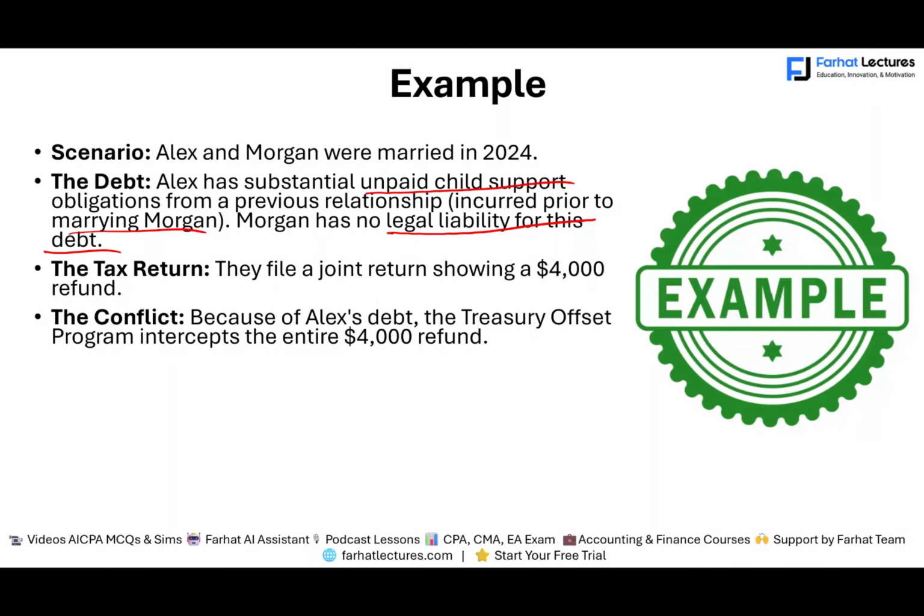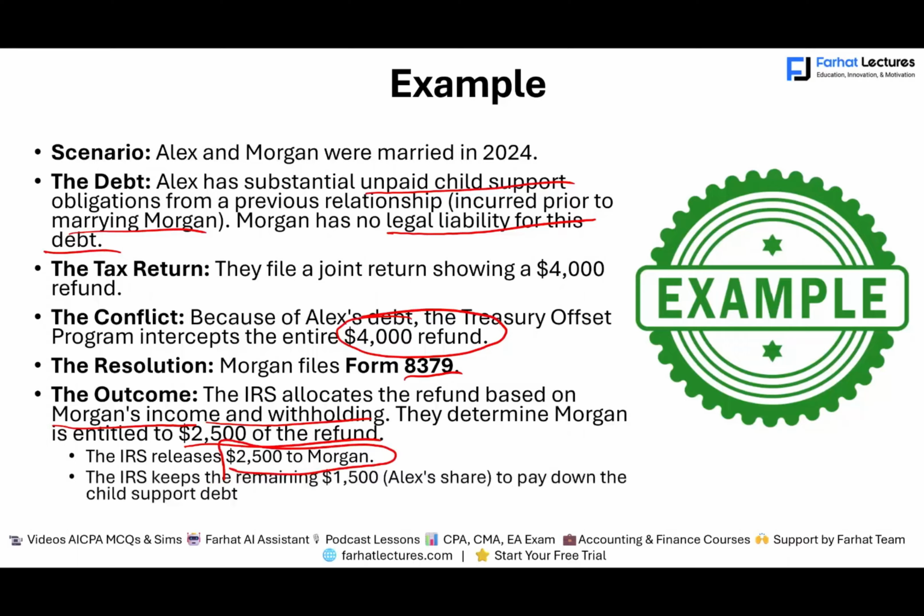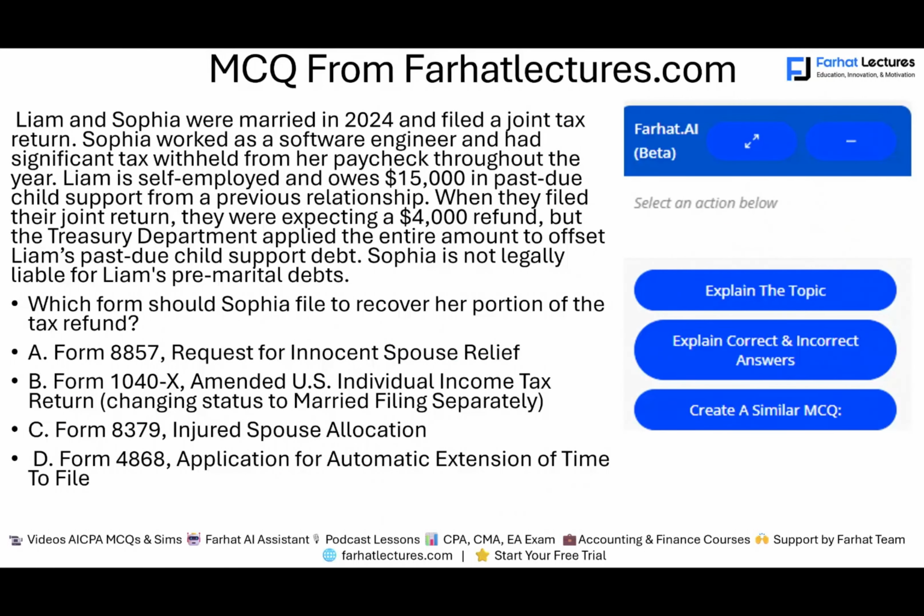Because of Alex's debt, the U.S. Treasury took the $4,000 refund. So what should they do? They would file an 8379. The IRS allocates the refund based on Morgan's income and withholding. They determine Morgan is entitled to $2,500 of the refund. Great. So the IRS would release $2,500 to Morgan, keep the remaining $1,500, and pay down Alex's debt, the child support. Let's take a look at this multiple choice question from farhatlectures.com.